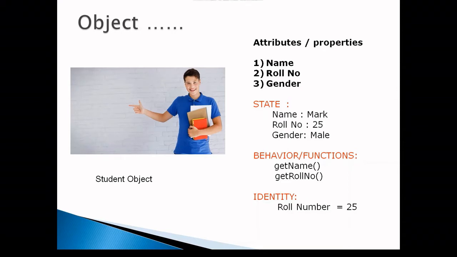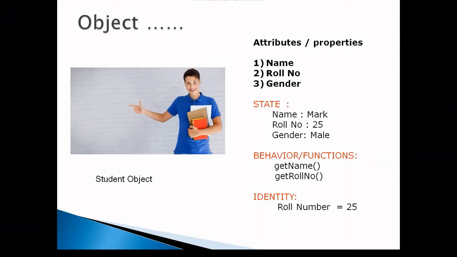This is one more example, a student object. It has three properties: name, roll number, and gender. These are the three properties of the state of the object student, that is state, behavior, function, and identity. State: the current value of the state is name is Mark, roll number is 25, gender is male. Behavior or functions: get name, get roll number, identify roll number 25.